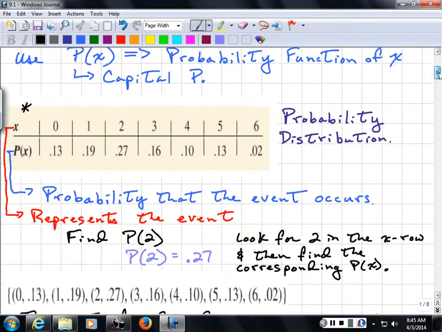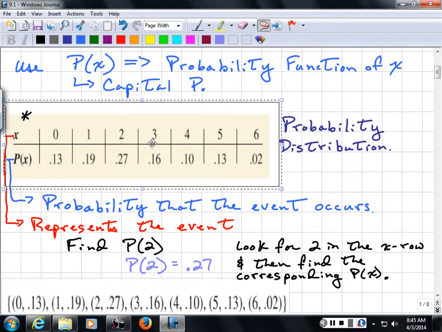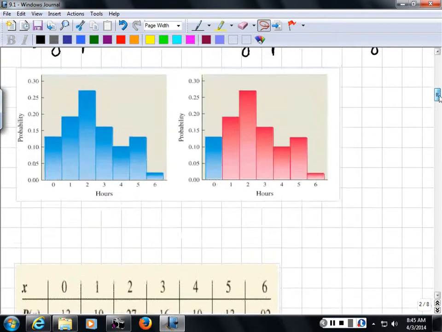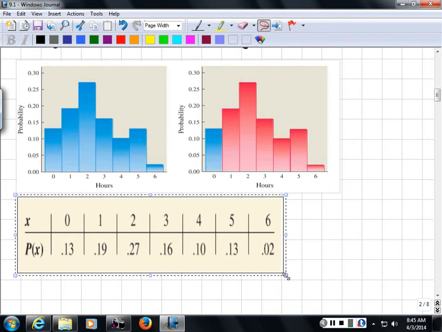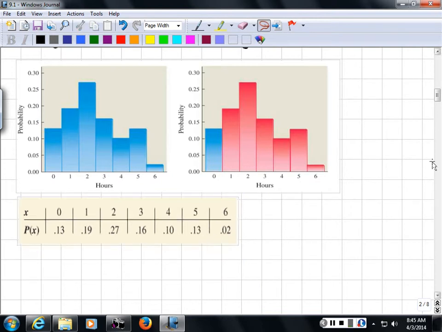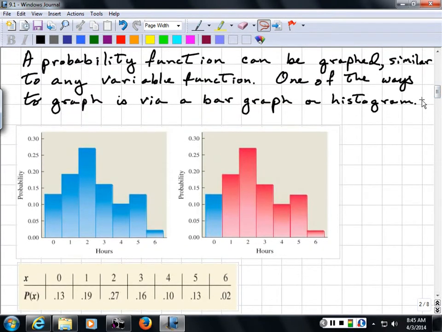We'll go back up. Oh, I don't need to copy it. It's right there. Okay. So notice that 0 corresponds to 0.13, and that's right here. Okay? And then 1 corresponds to 0.19, 2 corresponds to 0.27, 3 corresponds to 0.16, 4 corresponds to 0.10, 5 is 0.13, and 6 is 0.02. Okay?